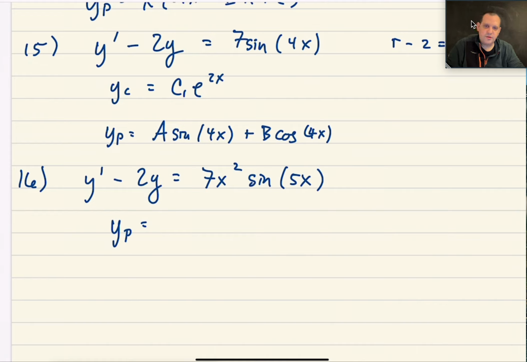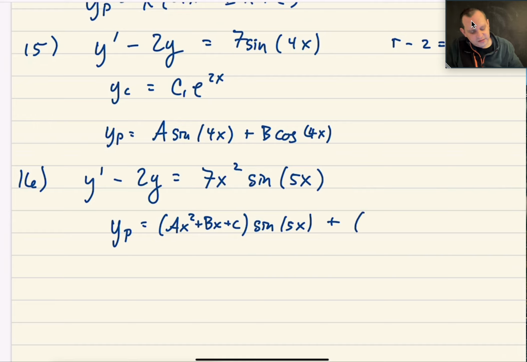All we have to do is think about what the general form is going to be here. If we have a quadratic times sine of 5x, then we'll need to do something like ax squared plus bx plus c times sine of 5x, plus another polynomial, dx squared plus ex plus f, times cosine of 5x. And again, both of those terms will need to be in there. Whenever you have a sine term, you should also put in that corresponding cosine term.